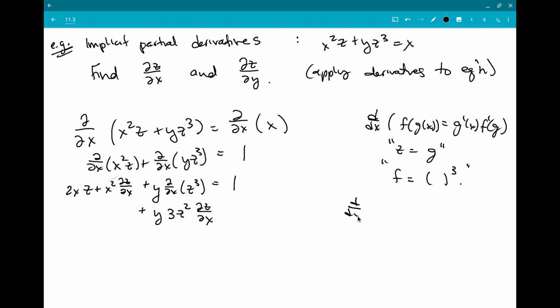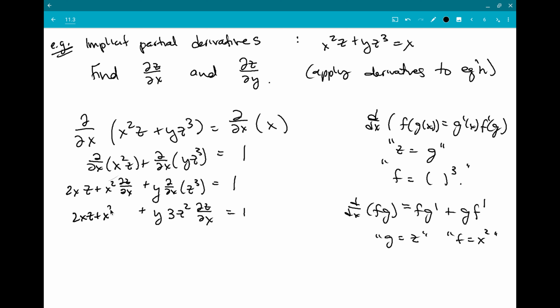And so what I used right there was my product rule, fg prime plus gf prime. So, you know, my g was z and my f was x squared. Oops, 2xz plus x squared dz/dx. All of this on one line.